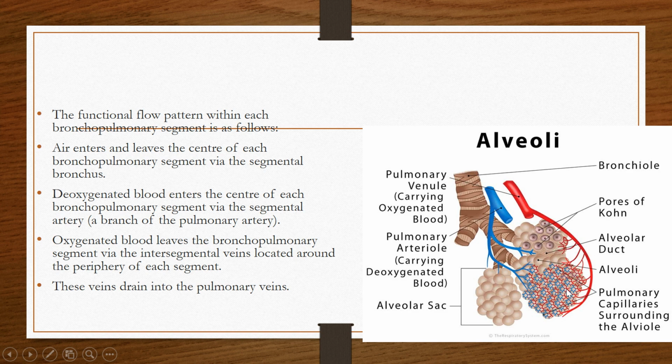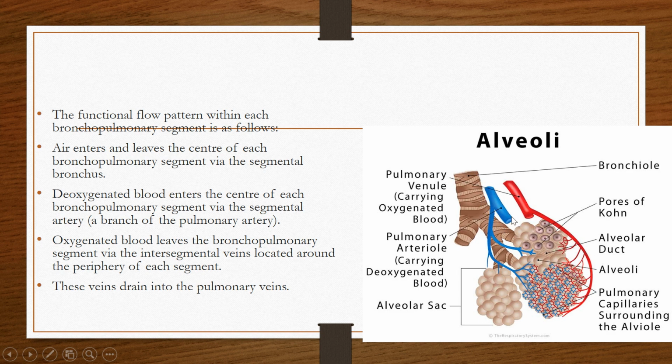The functional flow pattern within each bronchopulmonary segment is as follows. Air enters and leaves the center of each bronchopulmonary segment via the segmental bronchus, which will form the bronchiole, terminal bronchiole and respiratory bronchiole. Then the deoxygenated blood enters the center of each bronchopulmonary segment via the segmental artery.